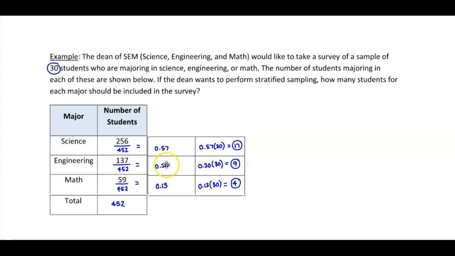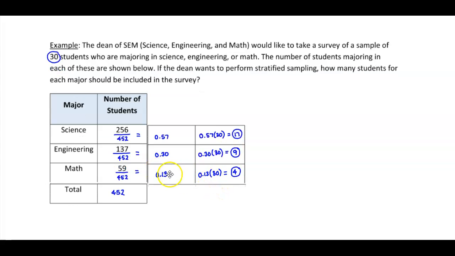We're going to take 0.30 of the 30 students, so 0.30, which is 30% of 30, is 9. So we're going to select 9 out of the engineering students. And then we're going to take 0.13, which is 13% of the 30 students, which is going to give us 4. So 4 out of the math selected.